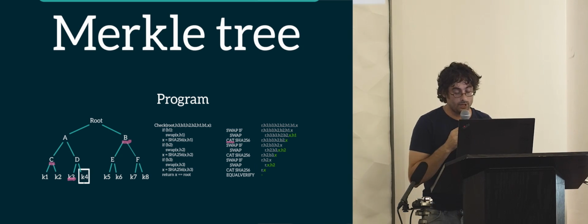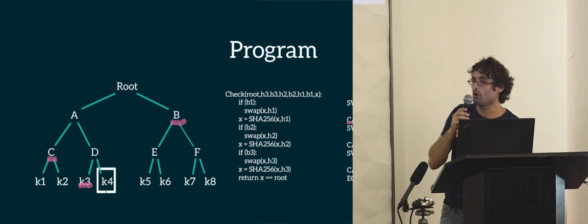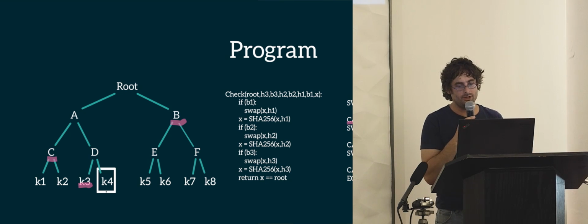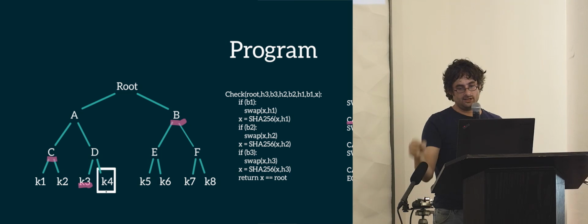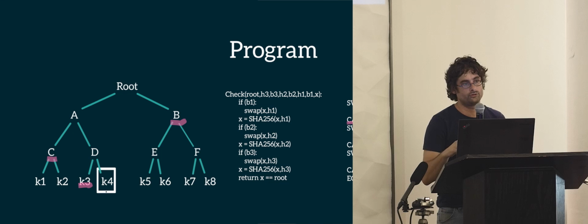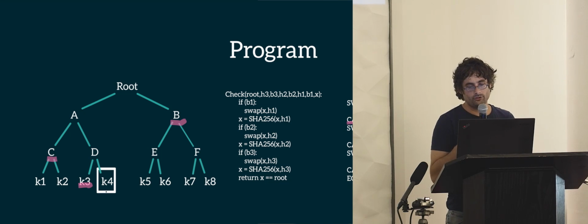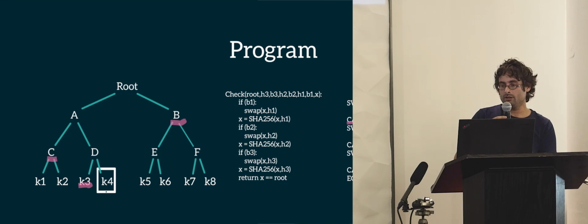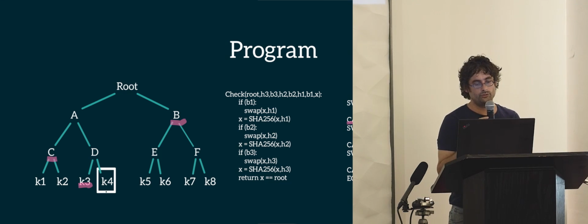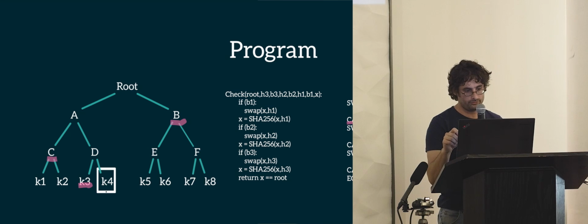So this is a program in pseudo-Python style code. The question is, given a root and a leaf, prove to me that that leaf is actually part of the set that was hashed to construct this root. So X is the leaf in this code. It takes as input 3 booleans to determine which direction we are going up, and 3 hashes which are being combined with. So I'll go over it.